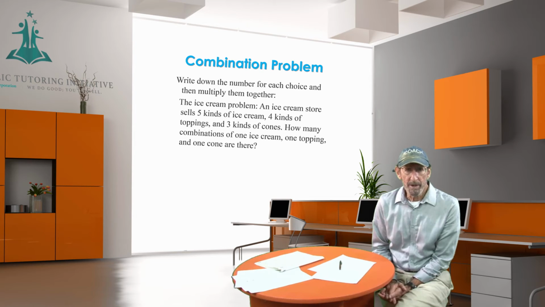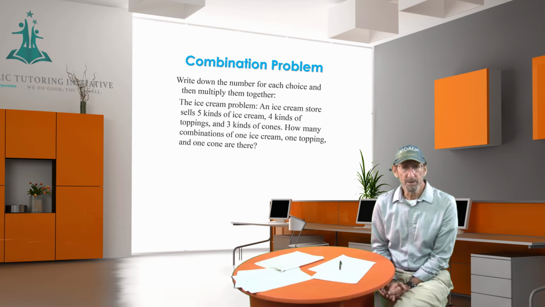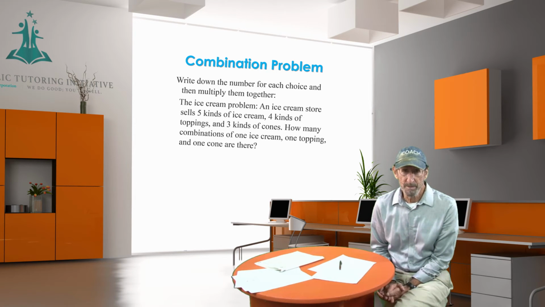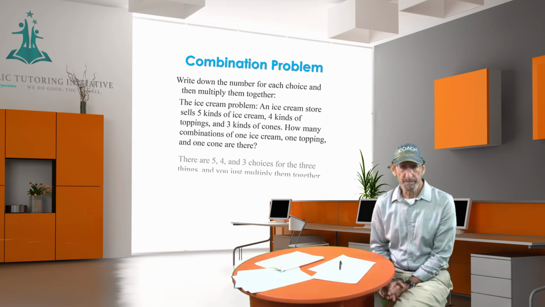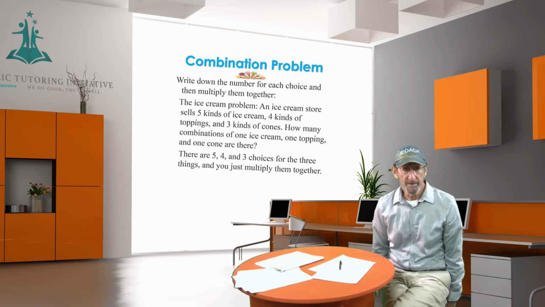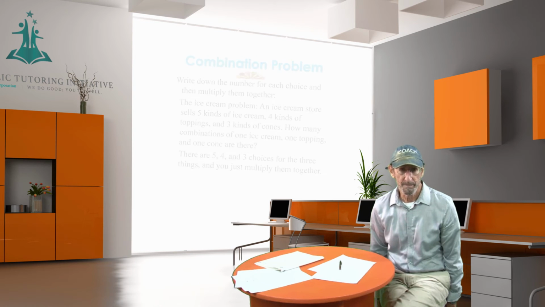It involves quantities that are not affected by anything else that happens. So if an ice cream store sells 5 kinds of ice cream, 4 kinds of toppings, and 3 kinds of cones, how many combinations of one ice cream, 1 topping, and 1 cone are there? Well, there are 5 and 4 and 3 choices for the 3 things, and you just multiply them together.